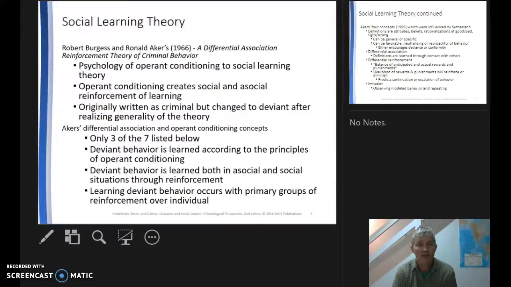This was originally written as criminal, but changed to deviant after realizing the generality of the theory. So when they first started doing this, they were looking at criminal behavior, but then figured out that this theory can be used to explain all sorts of deviant behavior.